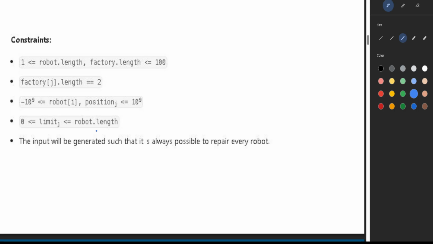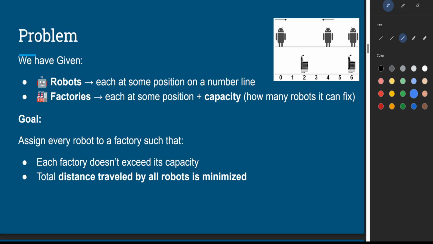And why are we looking at this constraint? Because you will understand that the robot positions and the factory limits make it far from a brute-force approach, because it gives you the combination of a DP problem. Either you can use memoization, a DP table, or anything else. So we'll try to understand why we are going to use DP. The thing is, we have been given two things.